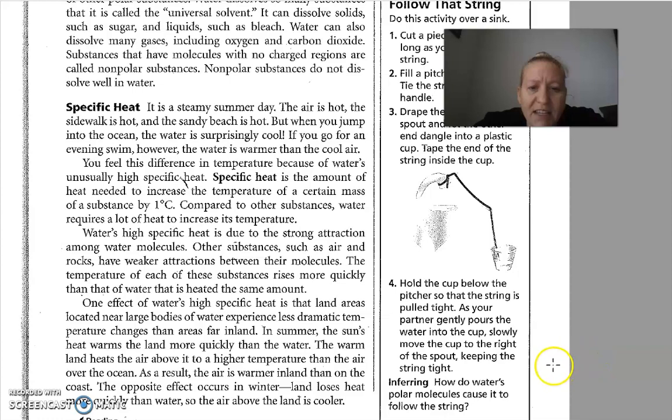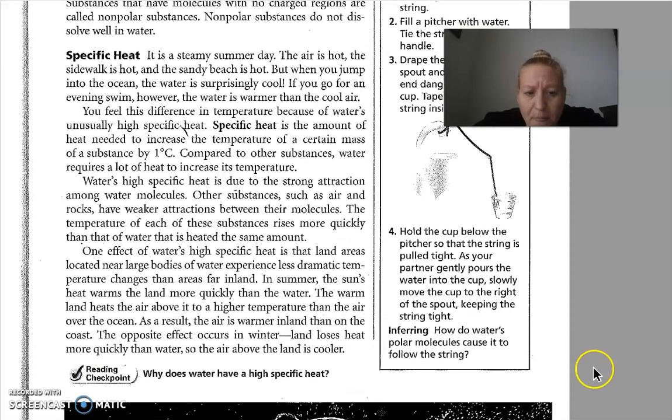Water's high specific heat is due to the strong attraction among water molecules. Other substances, such as air and rocks, have weaker attractions between their molecules. The temperature of these substances rises more quickly than that of water when heating the same amount.